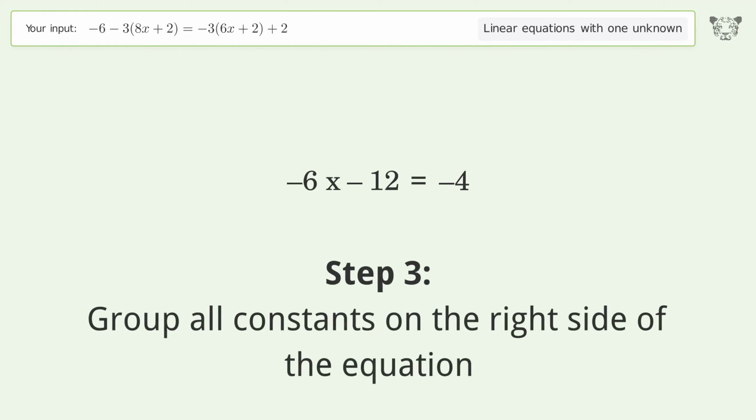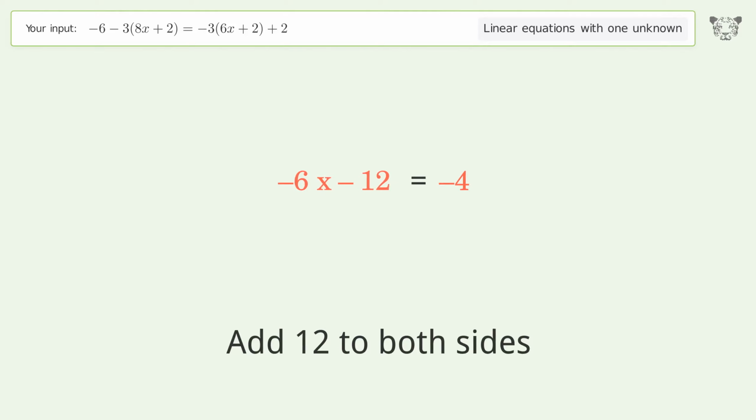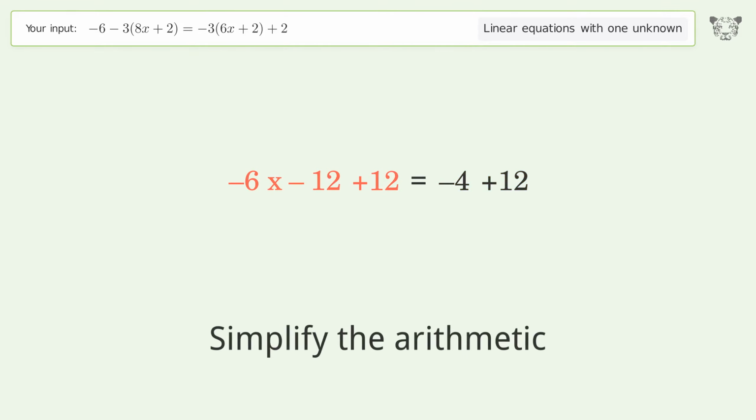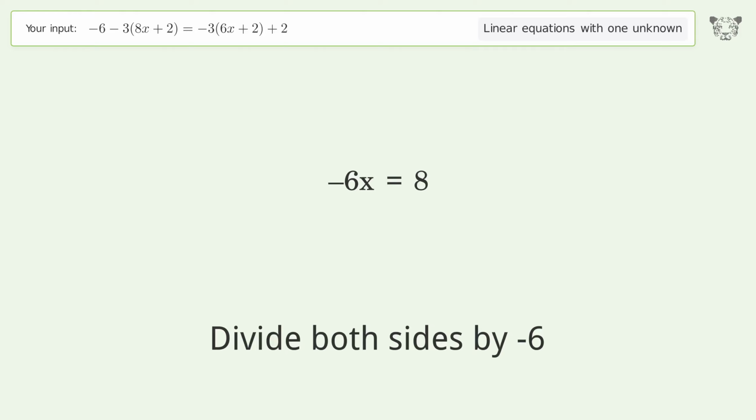Group all constants on the right side of the equation. Add 12 to both sides. Simplify the arithmetic. Isolate the x. Divide both sides by -6.